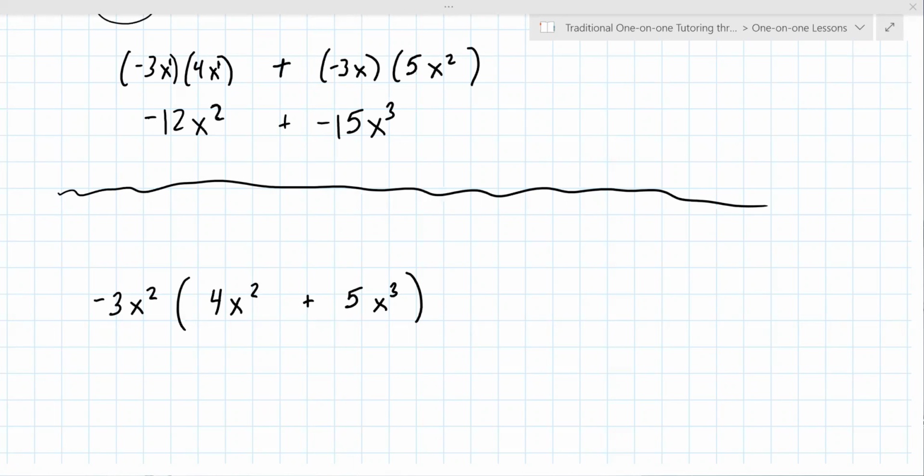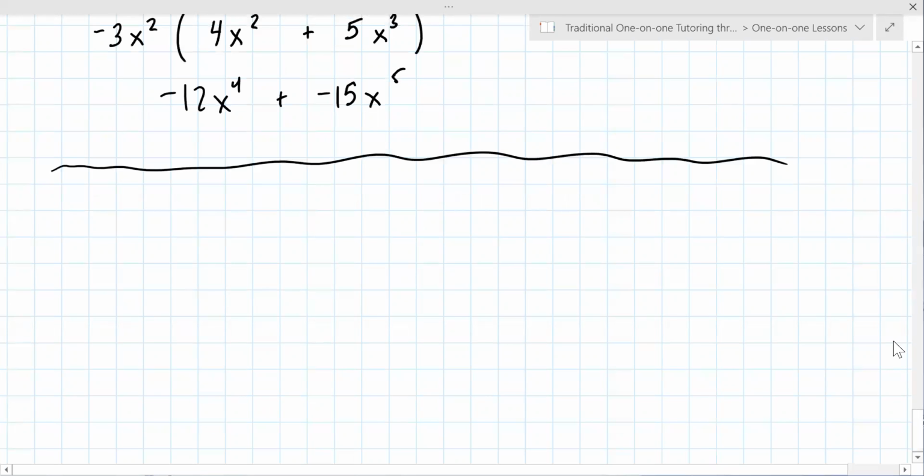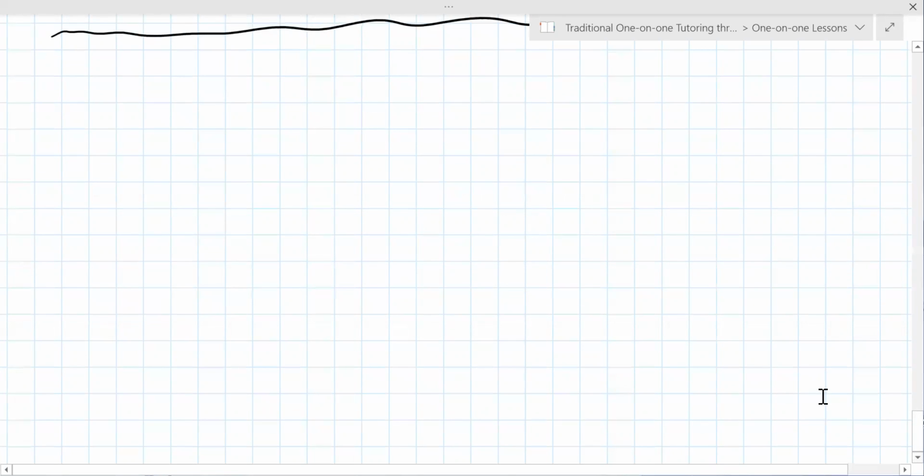Negative 12x^4 plus negative 15x^5. Excellent. Okay, good. Let's try one that's slightly more difficult now. That is correct. So let's move down here. How about this one? Negative 2x^-4 times negative 3x^-5 plus negative 4x^2.